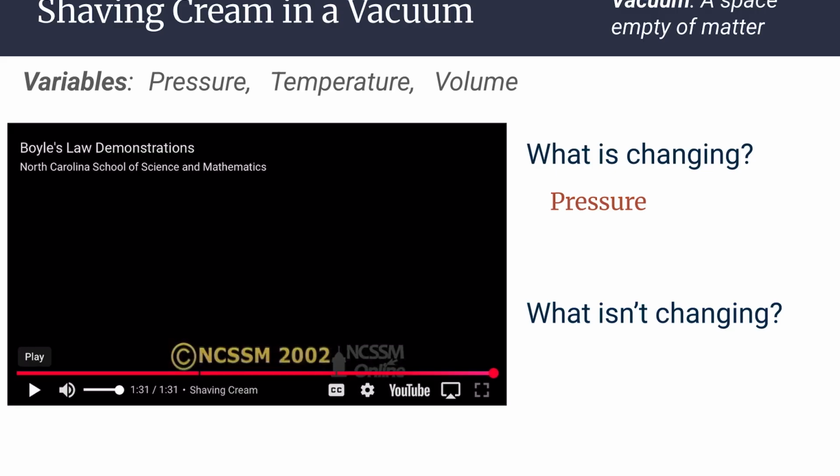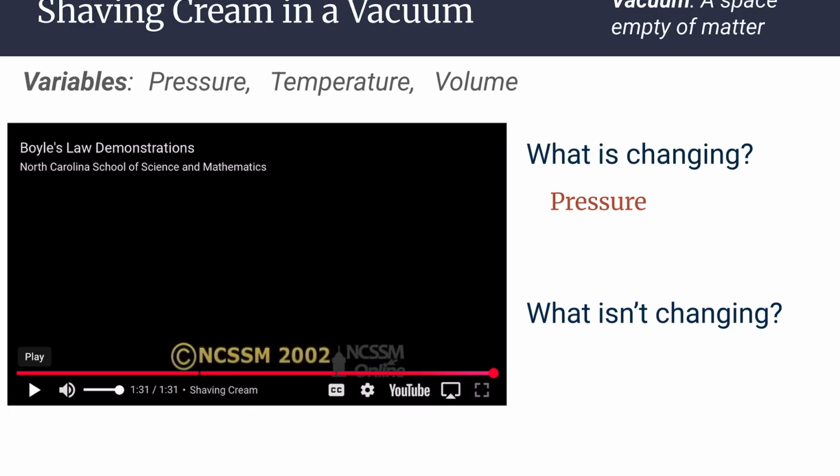Okay, I think we usually intend to play that on mute, and I forgot. So it did give a little bit away. And there's a note at the top: a vacuum is a space that's empty of matter. And so with this, we're putting it in a vacuum chamber.